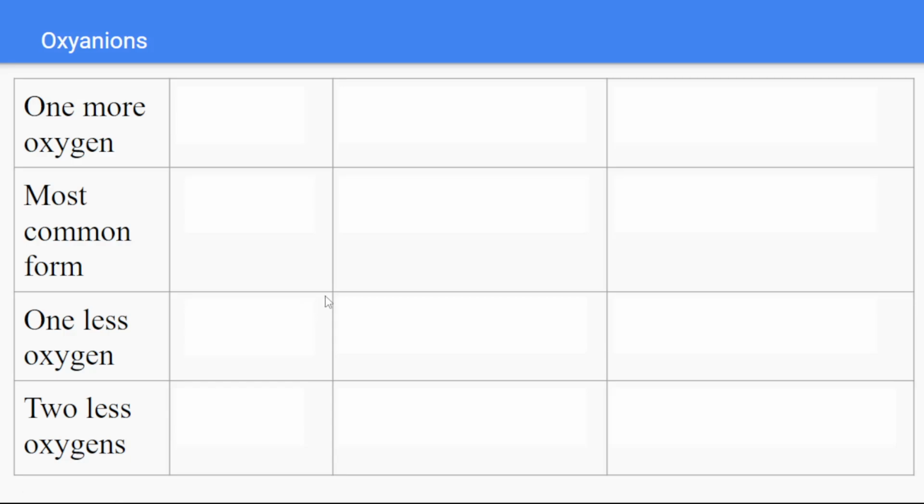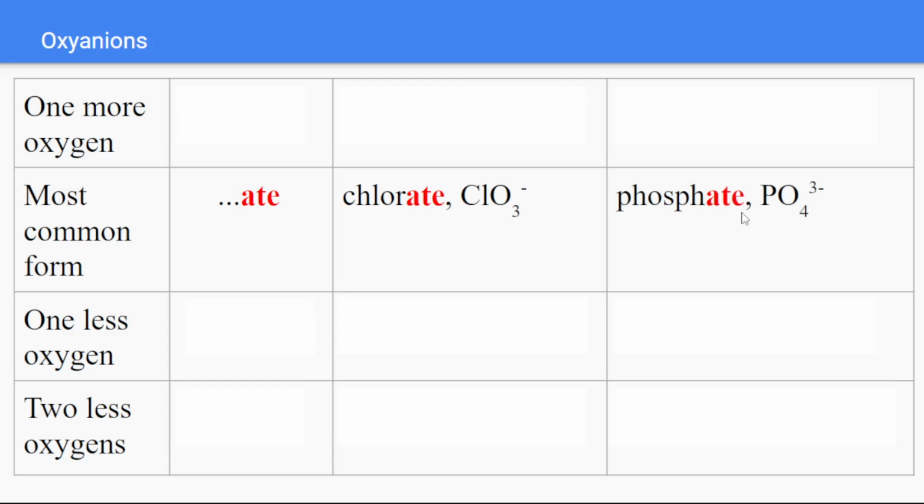So for the oxyanions, the most common form is the version that ends with "ate." Chlorate, for example. There are other polyatomic ions that have chlorine and oxygen and a charge, but chlorate is the most common. Another example would be phosphate. There are other polyatomic ions that have phosphorus and oxygen with a charge.